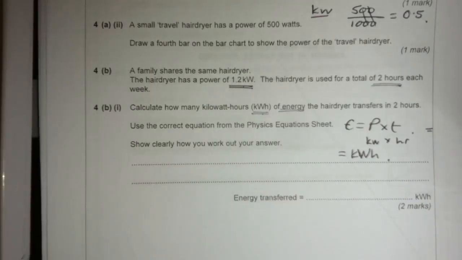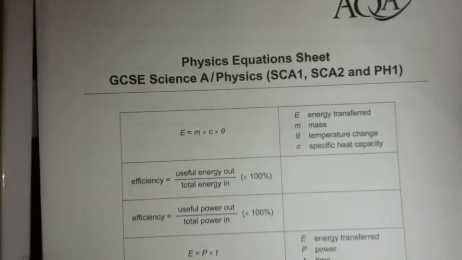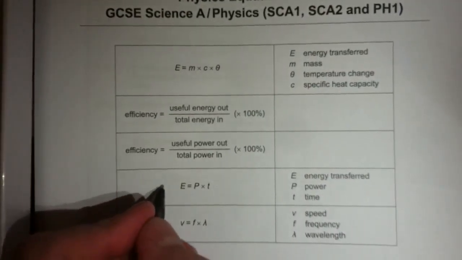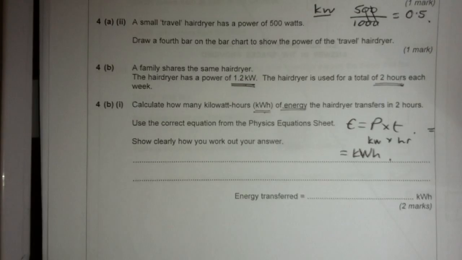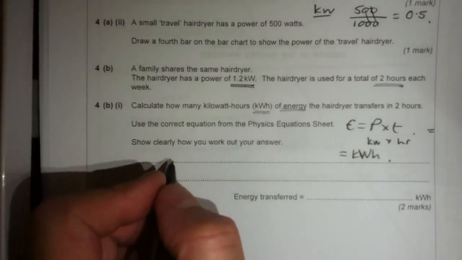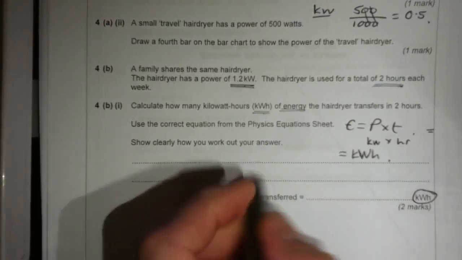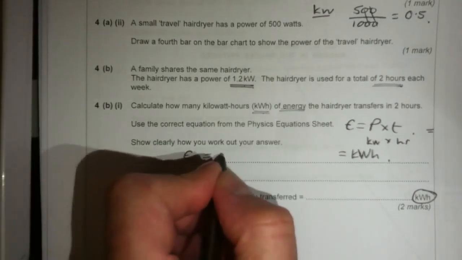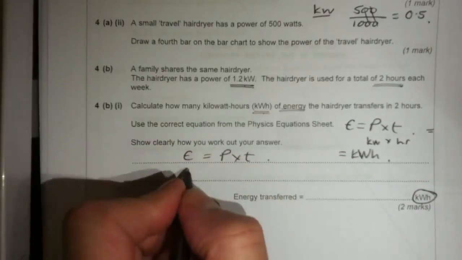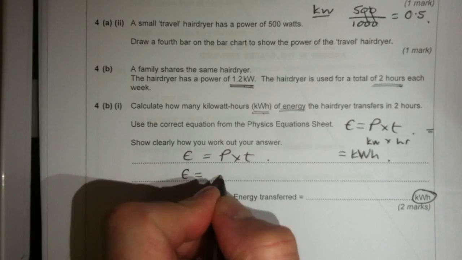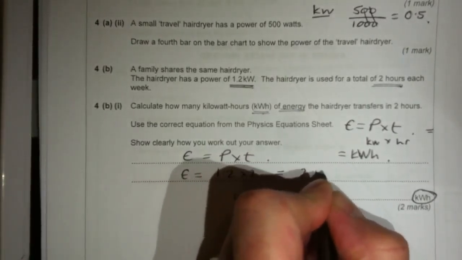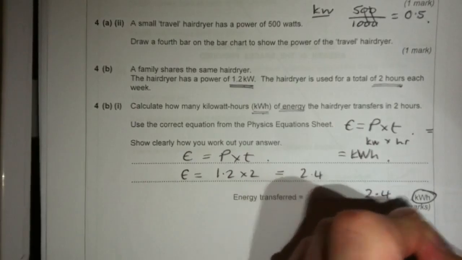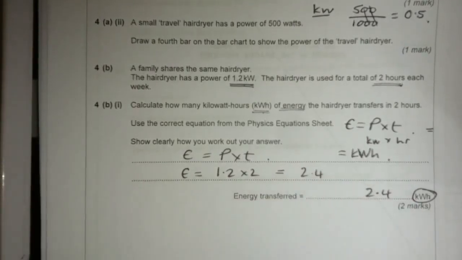Just check with the physics equation sheet here. This is the equation we'll be using, E equals P times T. So to get an answer in kilowatt hours, E is therefore equal to 1.2 times 2, which is equal to 2.4. 2.4 kilowatt hours. Done for 2 marks.